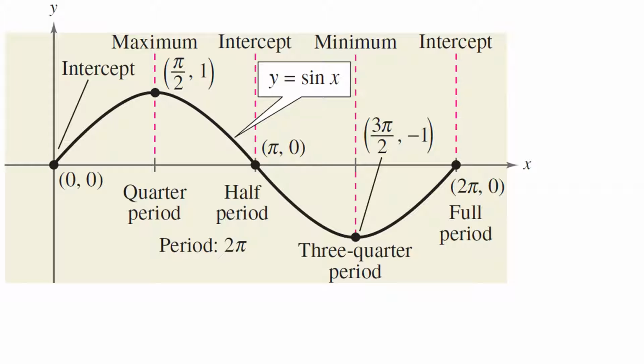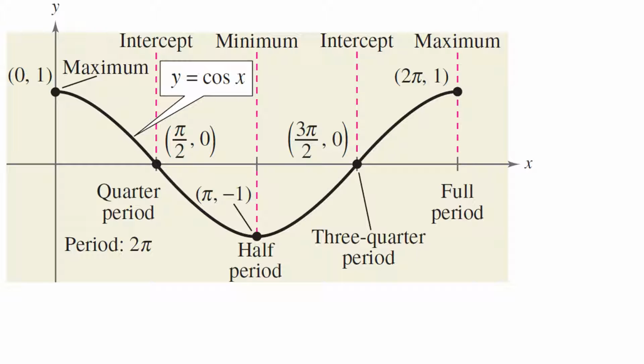So again, there's the sine wave. Starts at 0, 0, reaches a maximum of 1 at pi over 2, returns to 0 at pi, hits a minimum value of negative 1 at 3 pi over 2, and then returns to 0 at 2 pi.